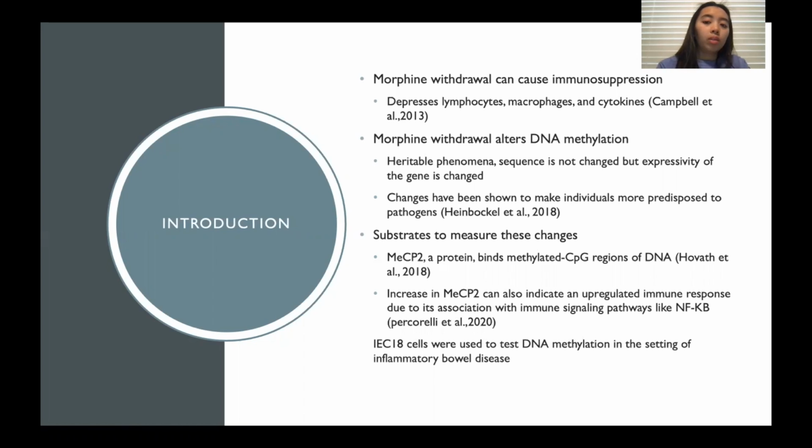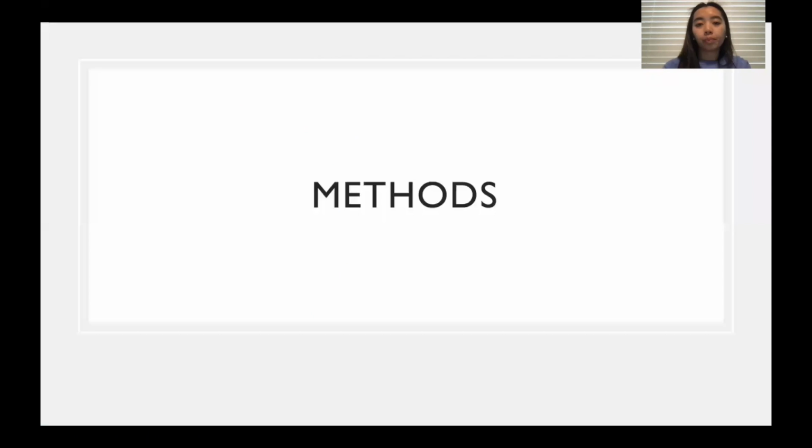Substrates to measure these changes: MECP2, which is a protein that binds to methylated CpG regions of DNA. An increase of MECP2 will indicate an upregulated immune response because of its association with NF-kappa B. IEC18 cells were used because we were also interested in the effect on inflammatory bowel disease.